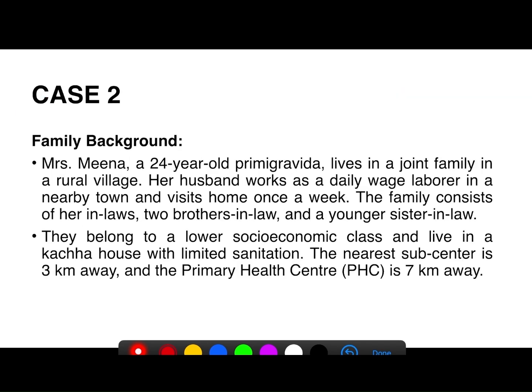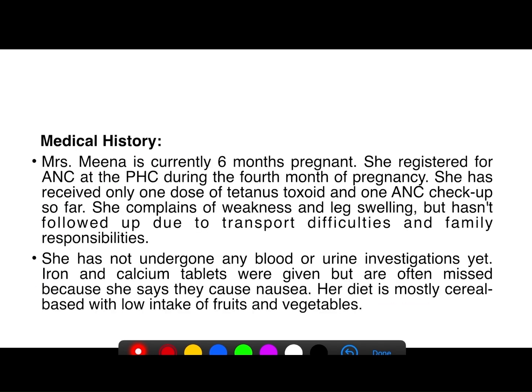Coming to case number 2, in this we have a female who is a 24-year-old primigravida who lives in a joint family in a rural area, and her husband is a daily wage worker. They belong to a lower socioeconomic status and live in a kacha house. The nearest sub center is 3 kilometers away and the PHC is 7 kilometers away. She is currently 6 months pregnant. She is a registered case at the PHC.